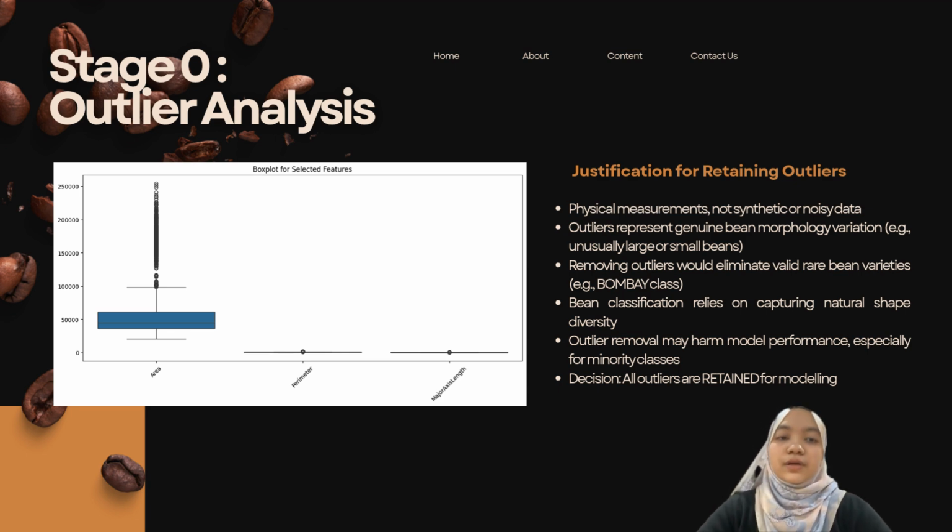This decision was made because, first, the values represent real physical measurements. And then, the outliers reflect genuine variation in bean morphology. If we remove them, it could eliminate important characteristics of minority classes, for example, Bombay beans. Since bean classification depends heavily on natural shape diversity, removing these values could reduce model performance and weaken the class representation. Therefore, all outliers were retained.